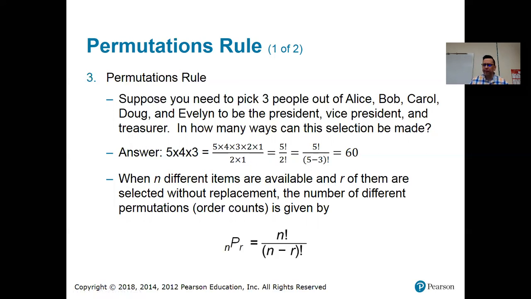All right, so here is the formula for that. When n different items are available and r of them are selected without replacement, so this is another without replacement situation, the number of different permutations, which again means I care about order, is given by this formula. This formula is also built into the calculator. So if you never ever use this formula by hand, that's just fine with me. I'll show you how to use the formula to do this next example.